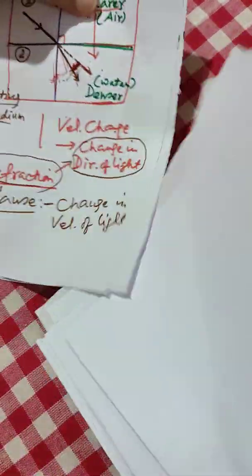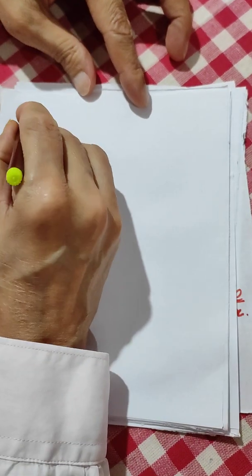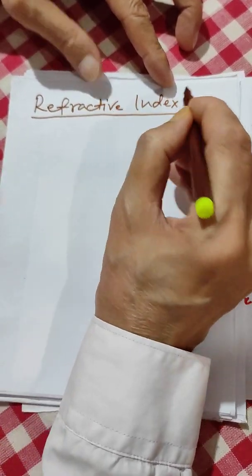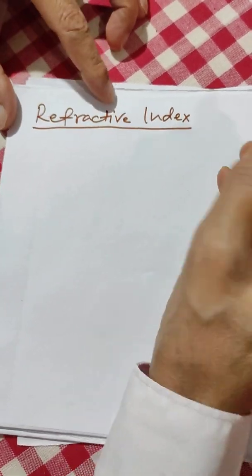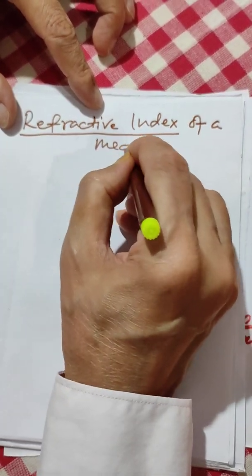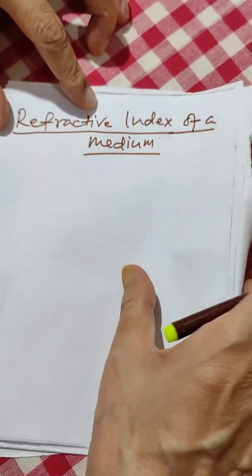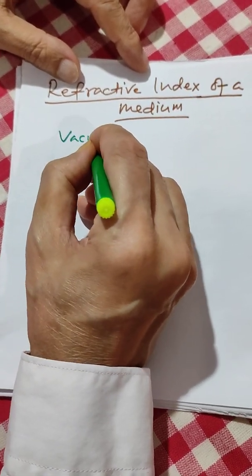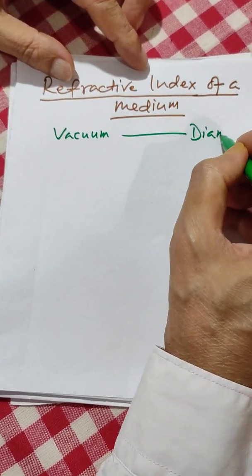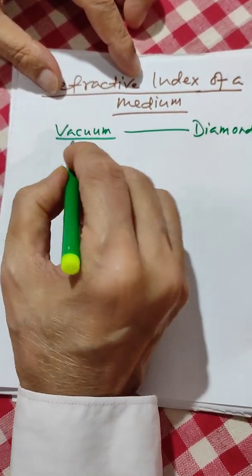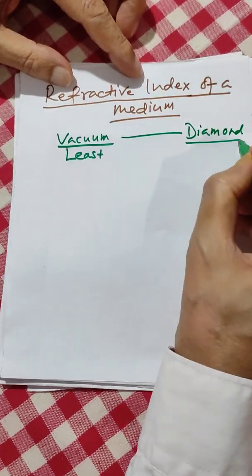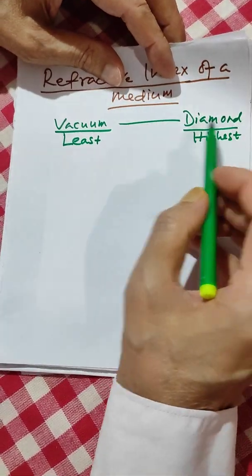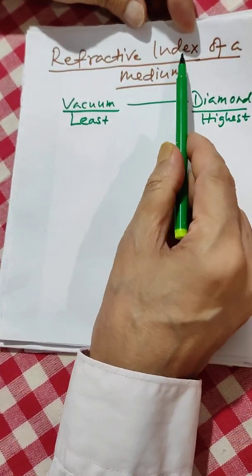Okay, now coming to another very important term, refractive index. Let us see now this term, refractive index. So actually this is the most important of all the concepts that we discussed today. Refractive index of a medium. Now again, speaking about that list in your class 10 NCERT book, there is a list from, as I told you, vacuum to diamond. Now vacuum has the least refractive index and diamond has the highest refractive index. In between, air, glass, oil, etc. are there. Okay. Now what is refractive index?